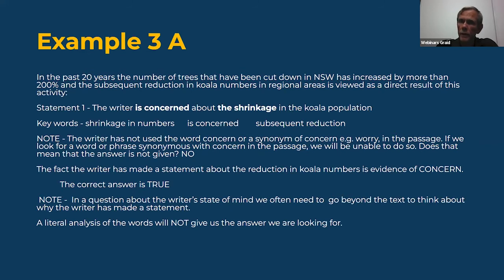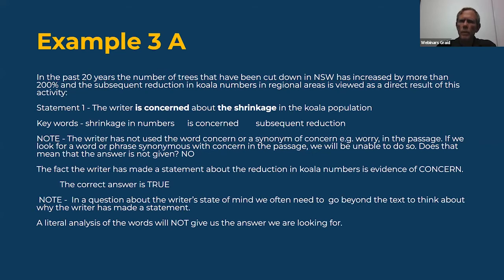So does that mean the answer is not given? No, it doesn't. Because in a case like this, we are looking at what the writer thinks or what the writer is concerned about. Now, the fact that the writer has made a statement about the reduction in koala numbers is evidence in itself of concern. The mere fact that he has made this statement would indicate it is a worry. So the correct answer is true.